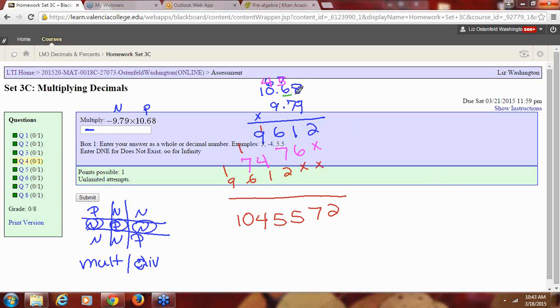Exactly. Since there's 4 decimal places in the original problem, I'm going to go ahead and count 1, 2, 3, 4 decimal places in my answer. And then I'm going to come here. Very good. Negative 104.5572.